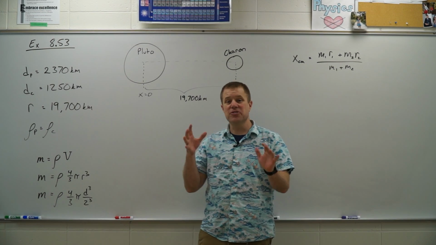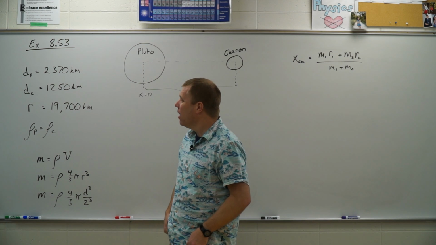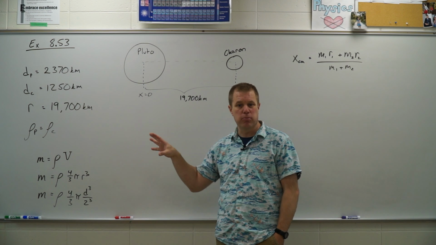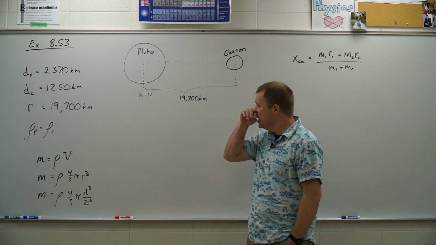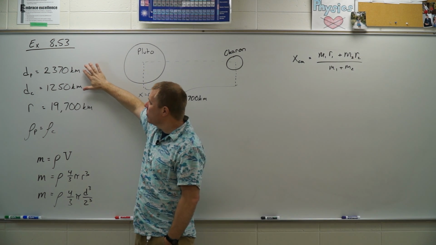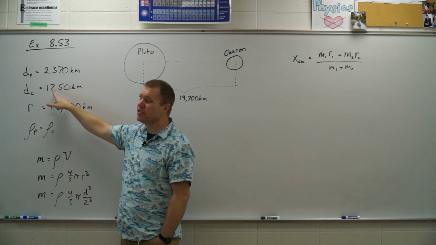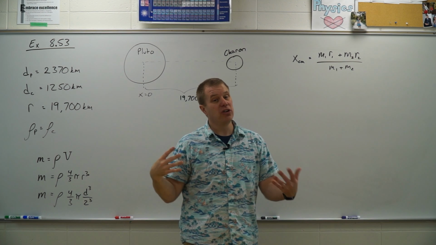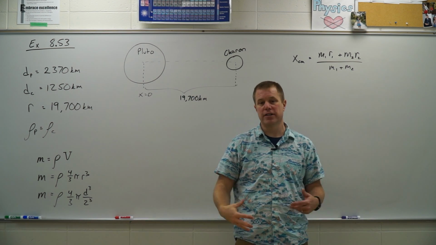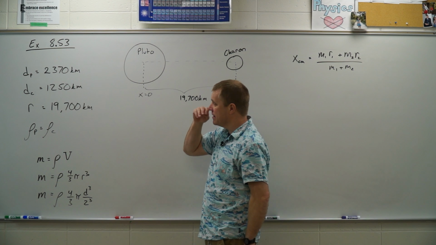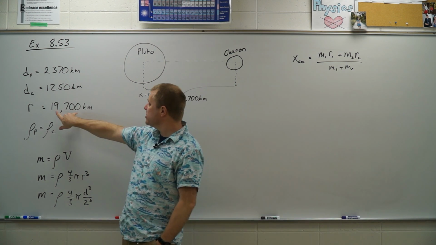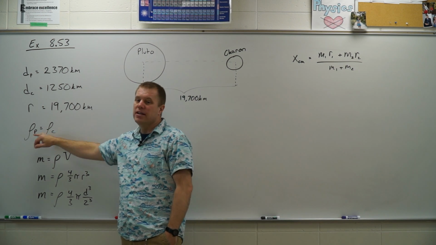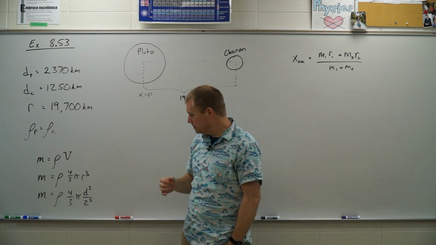All right, so you see those two pictures. Those were taken by our last New Horizons spacecraft that went past Pluto. Took those nice pictures. So we know the diameter of Pluto, the diameter of Charon. Charon is very large relative to Pluto. Now we on Earth also have a very large moon relative to our size, not quite this dramatic though. And then the distance center to center is 19,700 kilometers, and they did tell me that the densities are equal.